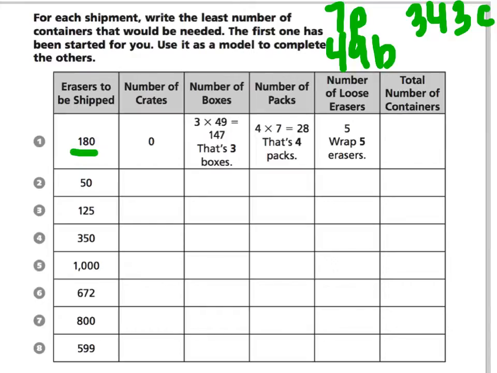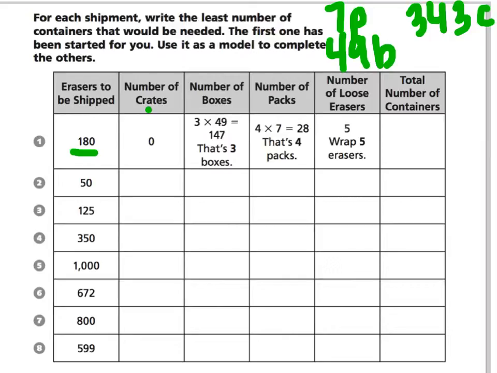So in the first one, there's 180 erasers. You need to think about how many times would 343, because that's the amount in each crate, go into 180? That's 0. Then you need to think about the boxes. Boxes have 49 in each one. So how many times would 49 go into 180? To make this easy on yourself, think about estimating it first and then do an exact guess.